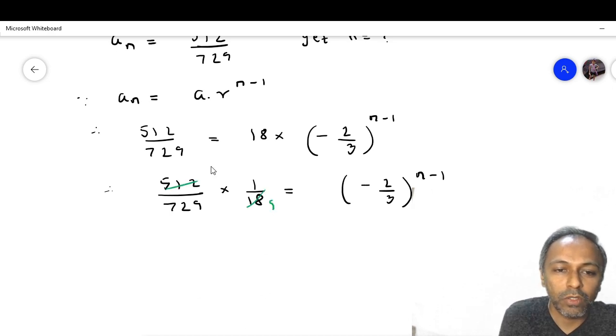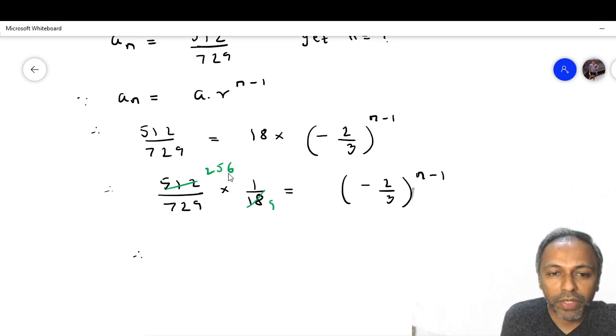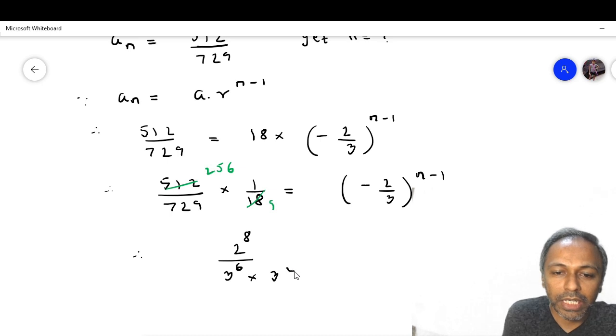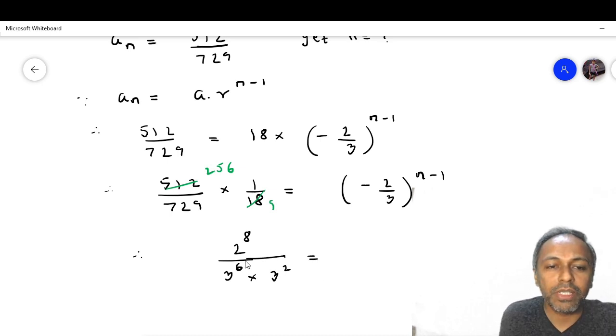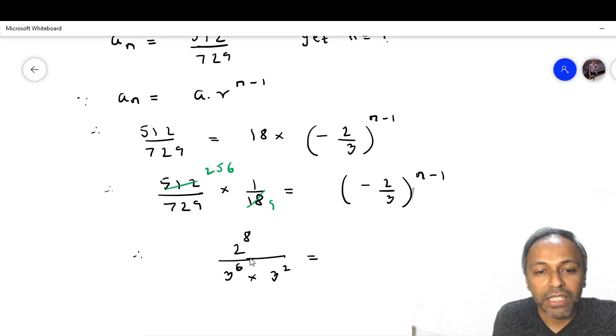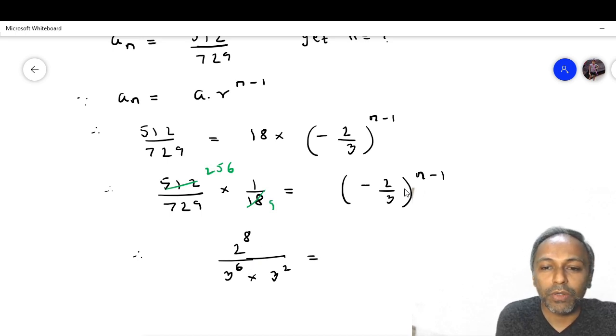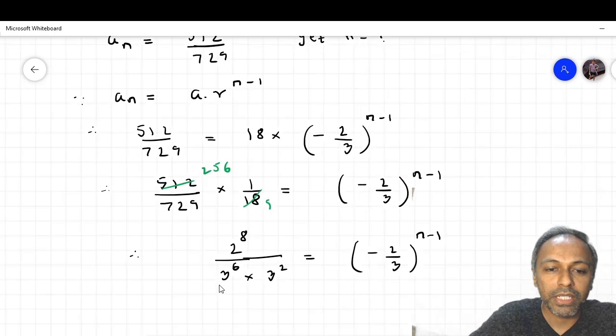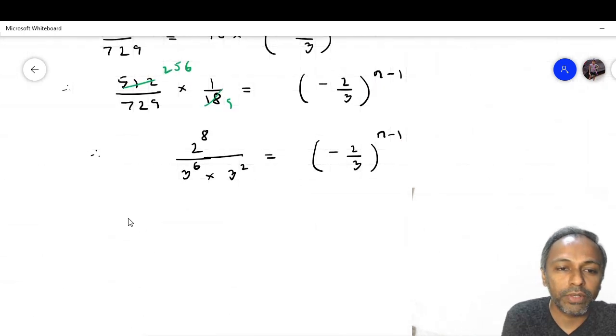2 9s are 18, 2 256s are 512. Therefore, we get 256, which is a very popular number with us. It is 2 raised to 8 upon 729. We all know 729 is 3 raised to 6, while 9 is 3 square. Now suddenly you must be thinking, why are numbers written in indices form? Why is 2 written? Because here in the bracket we have 2 and 3. That's why we are trying to express the left hand side in terms of 2 and 3.